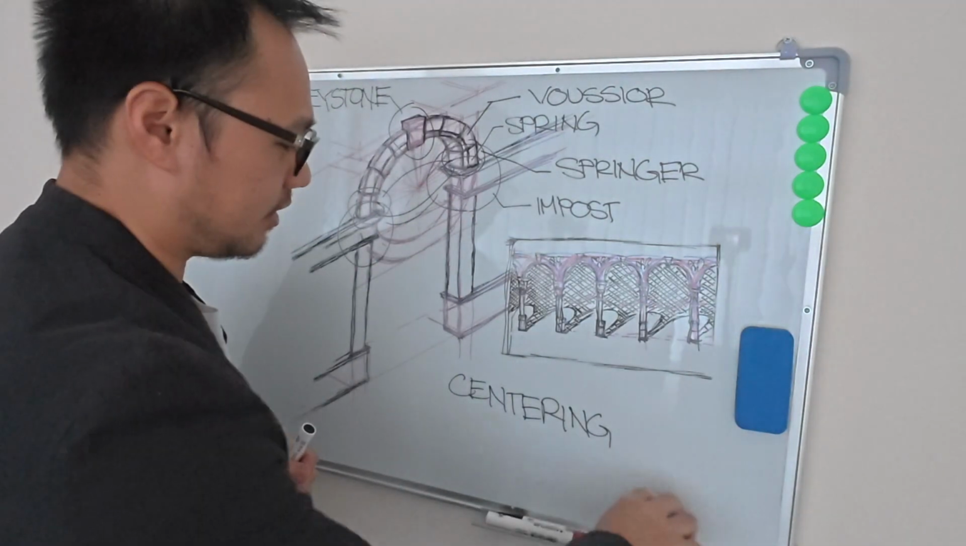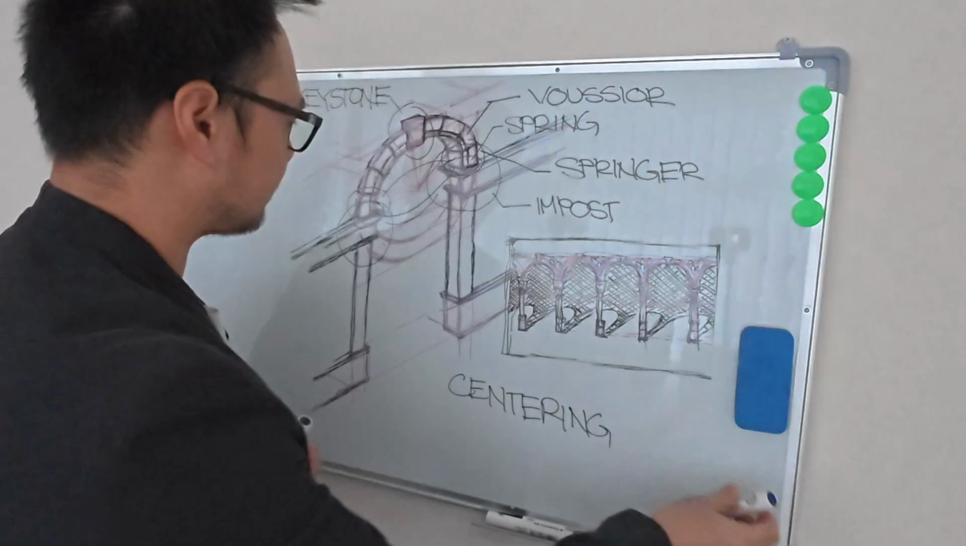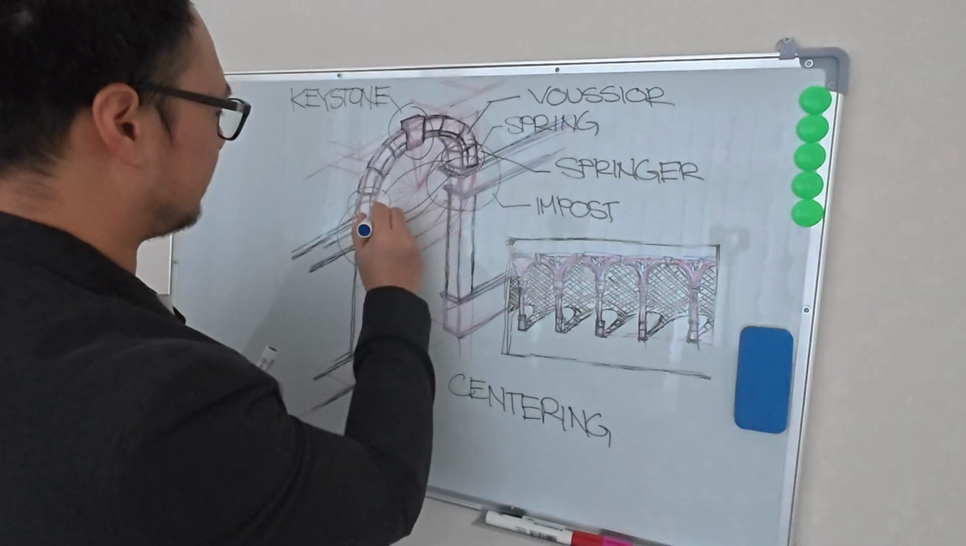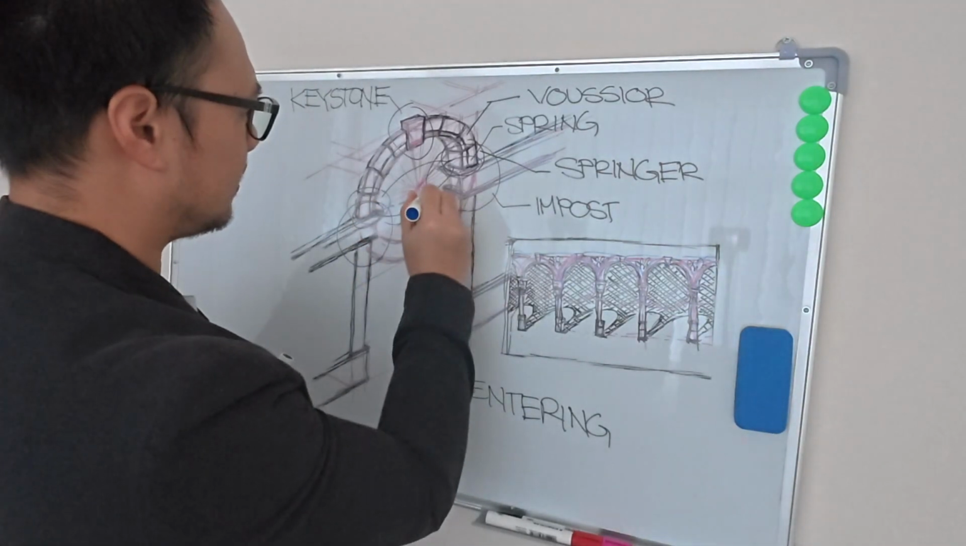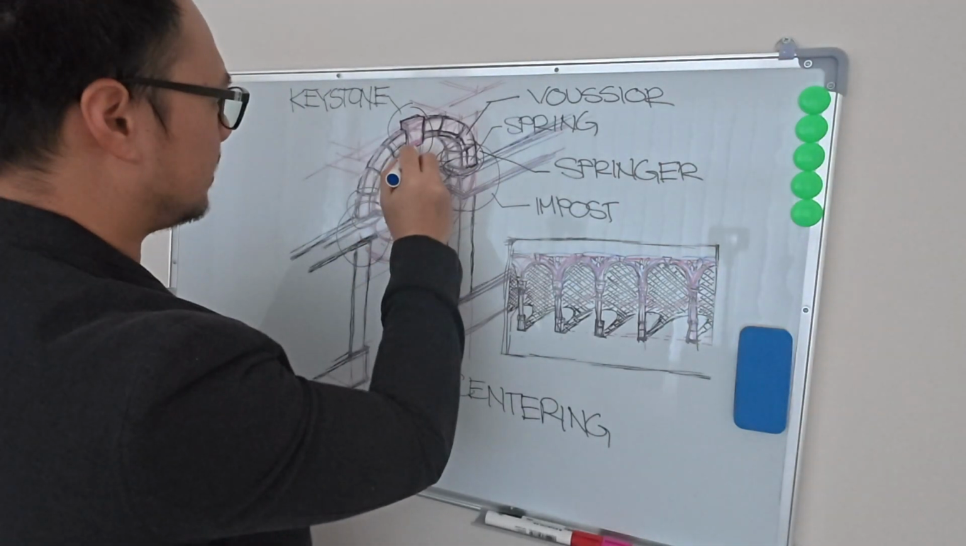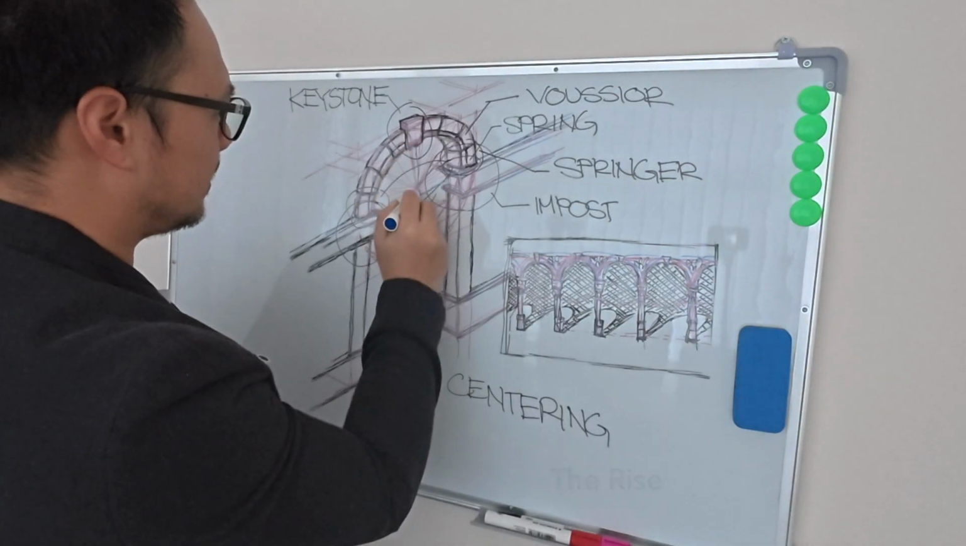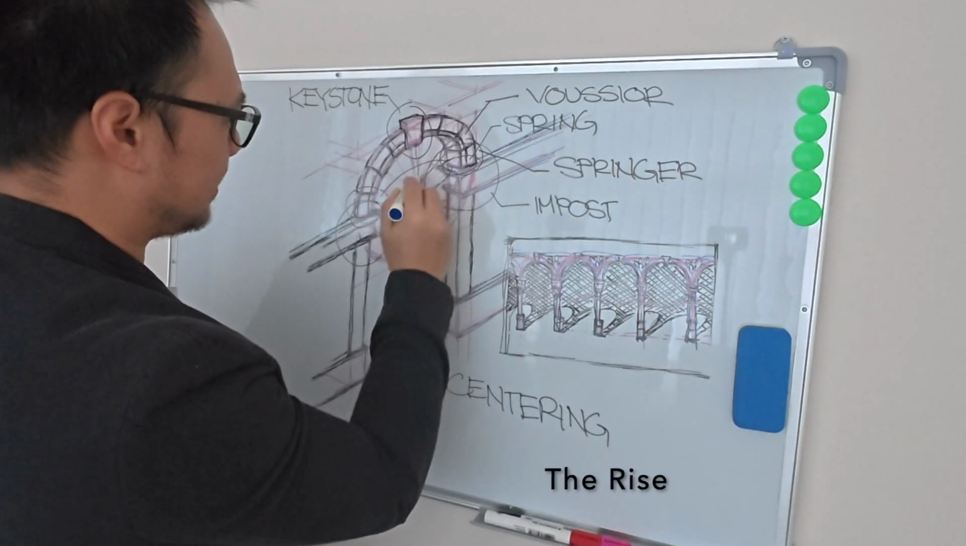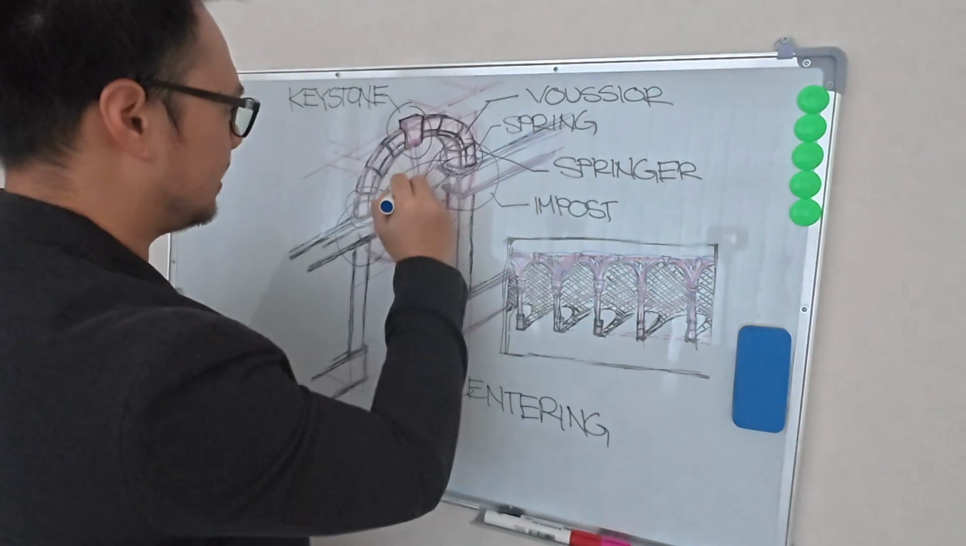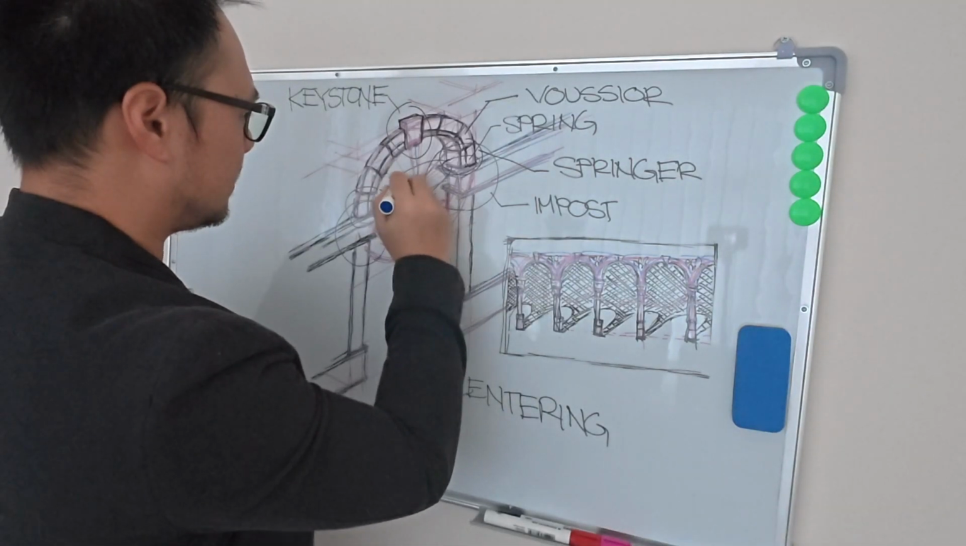Starting from where the arch would spring off, which would be along this line right here, going to the point, the bottom of the keystone, we would call that the rise. So this height right here, this is what we call the rise.